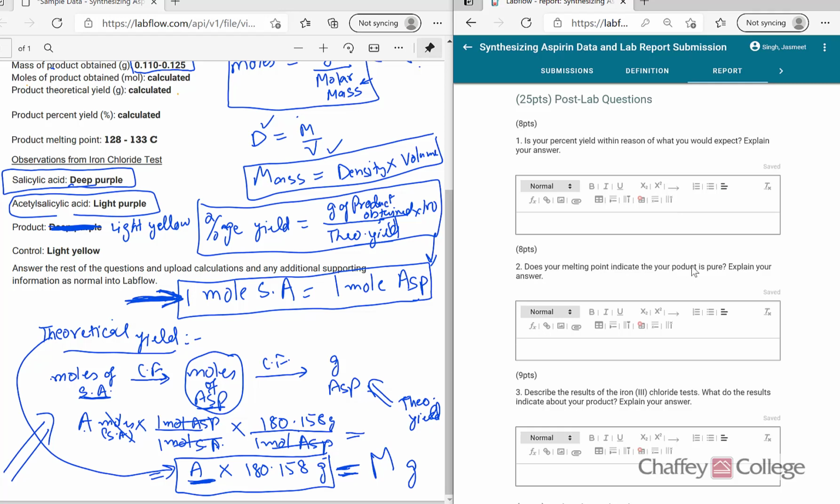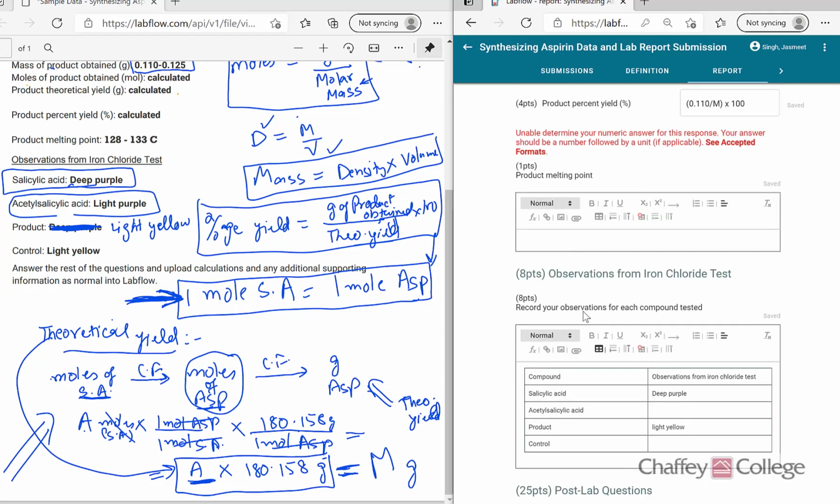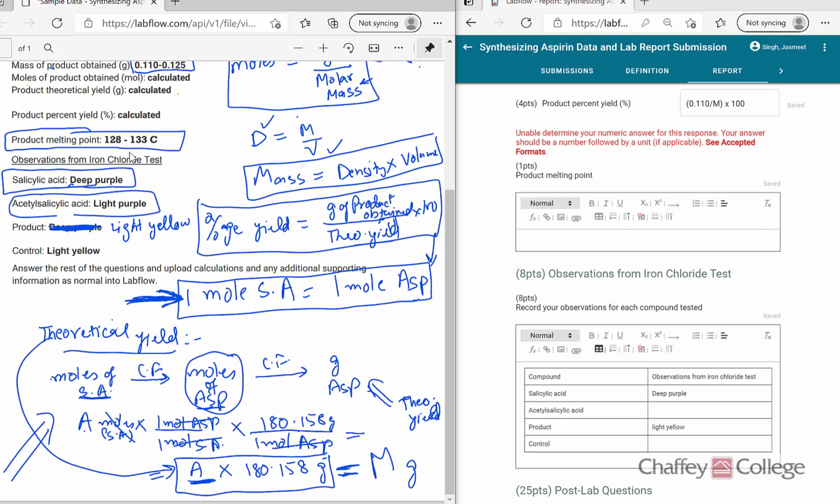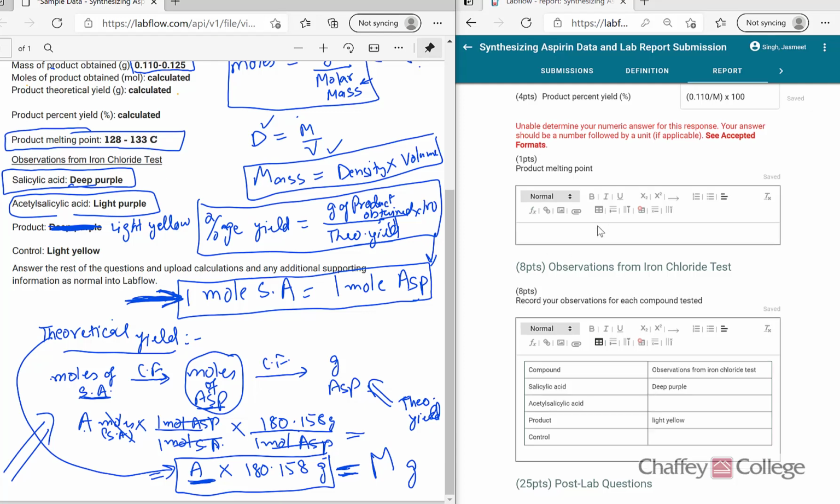Does your melting point indicate your product is pure? Okay, maybe we missed the melting point. Oh, here. So for the product melting point, write the value here, and the given value is here. So what I want you to do is pick a number from here and write it there. That should be the answer.